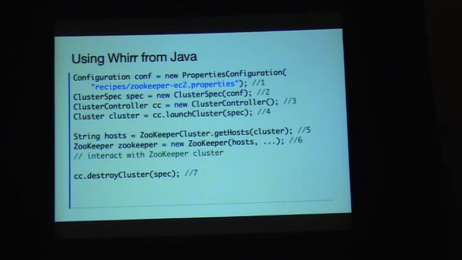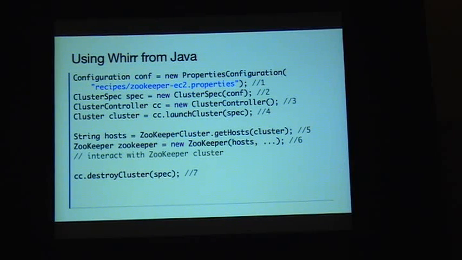In particular, it's got a list of the instances in the cluster with their IP addresses. So the first 4 lines are all very general. That's in the core API of Whirr. There's nothing particular to ZooKeeper so far, apart from the configuration properties file. On line 5, what we're going to do is start interacting with it as a ZooKeeper cluster.